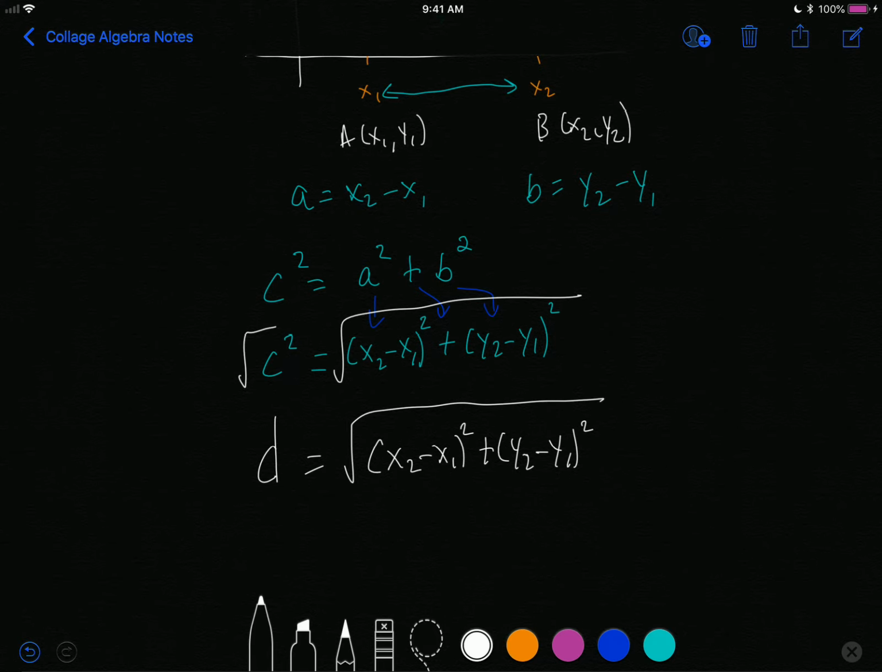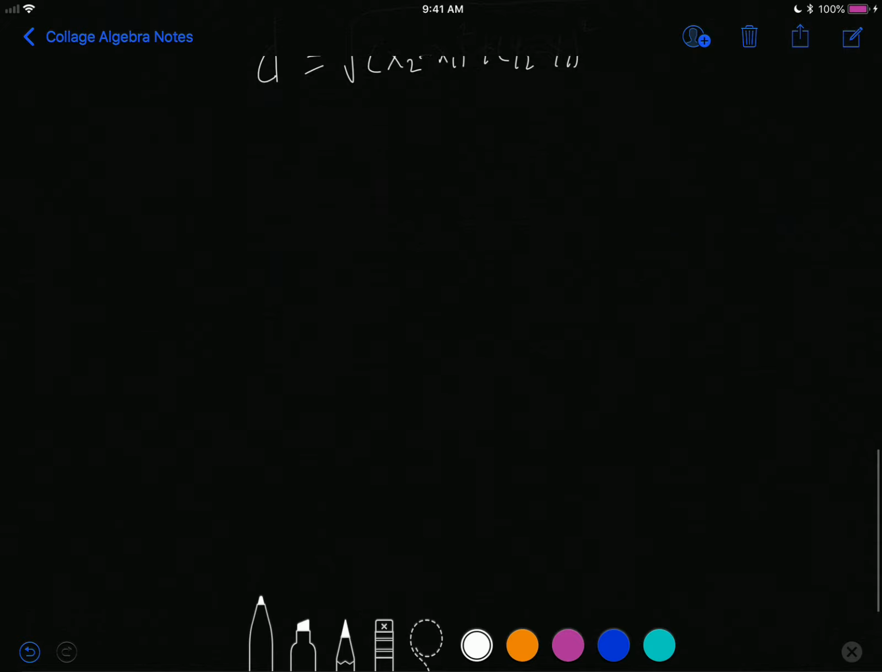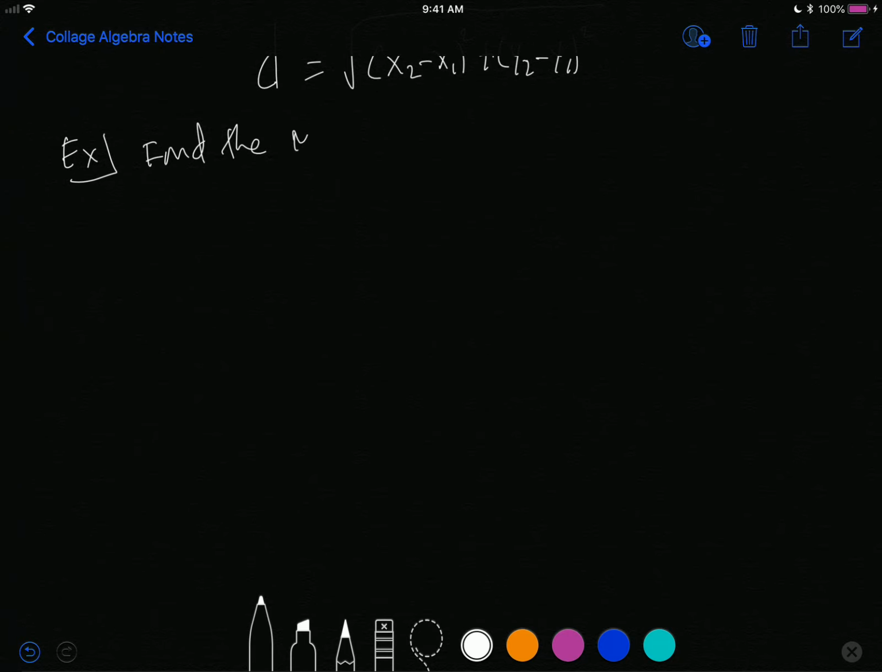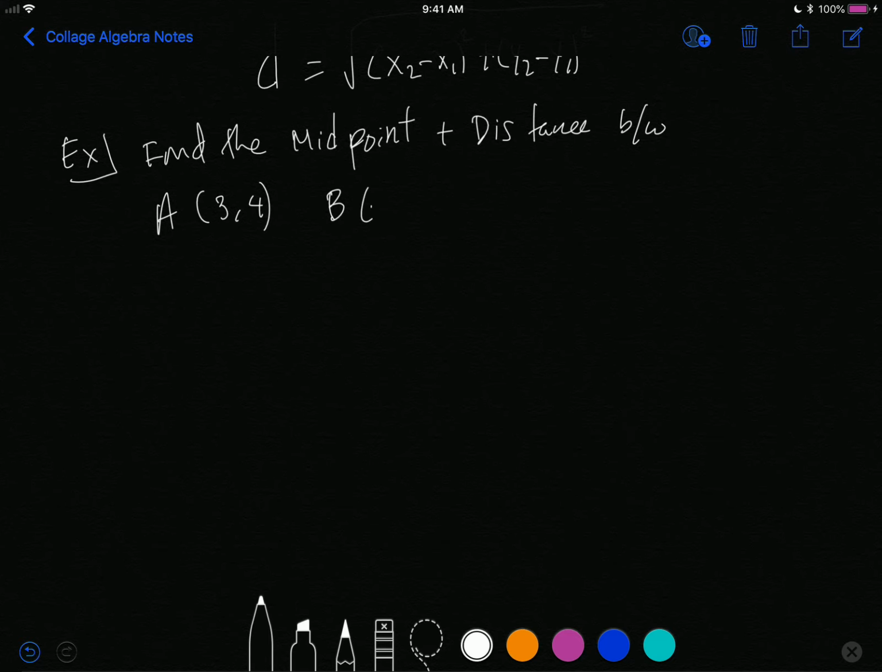Let's take a simple example. Find the midpoint and the distance between, and then they give you 2 points. Let's say the point A is 3, 4 and the point B is negative 4, 12.